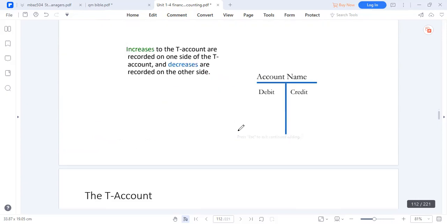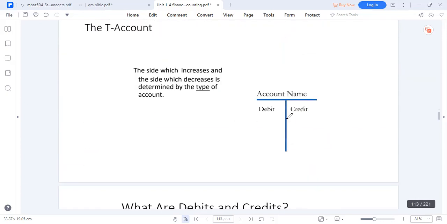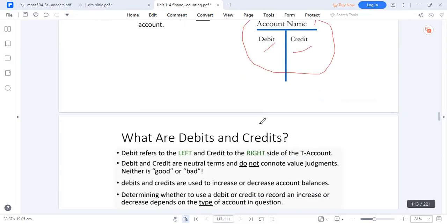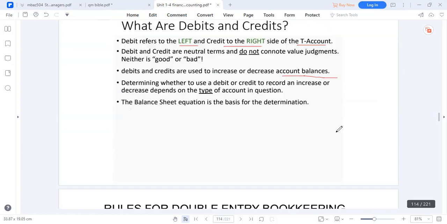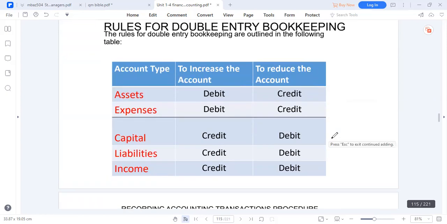All right, let us get into examples of T accounts, debit and credit. What are debits? Debits refer to the left side and credits refer to the right side of the T account. Debits and credits are used to increase or decrease the account balances.